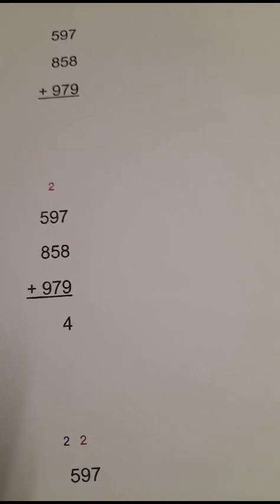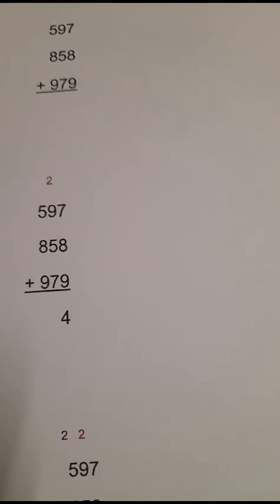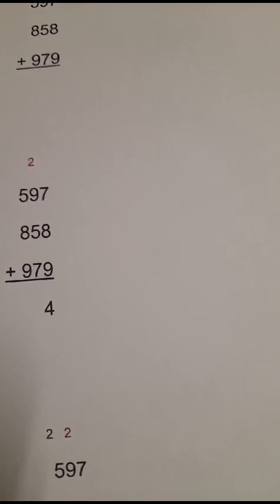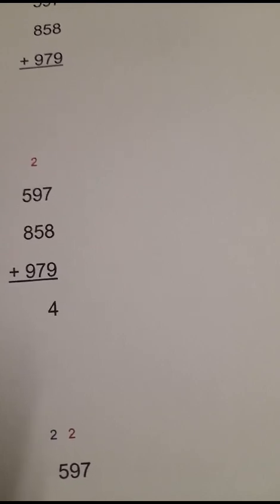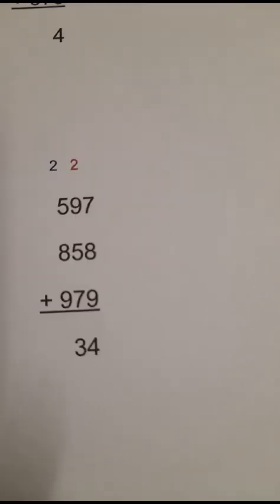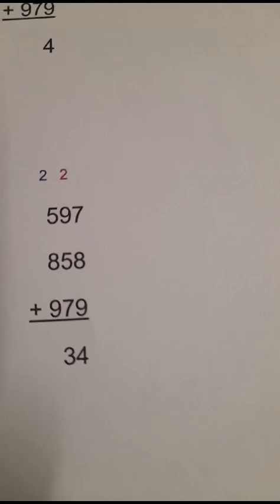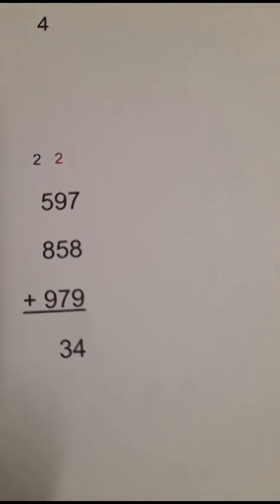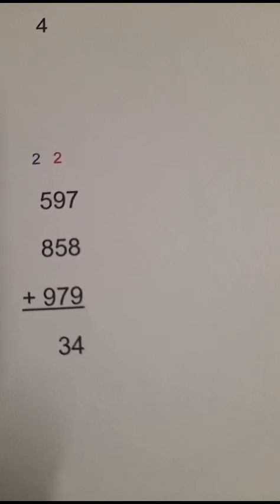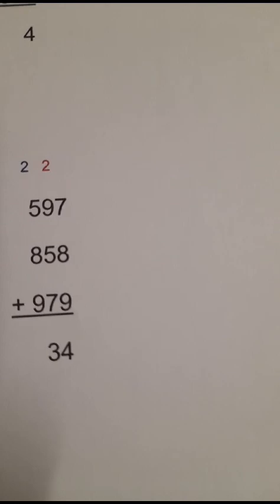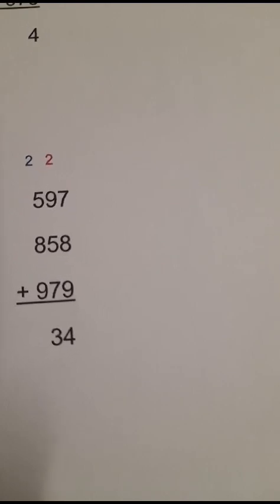We start adding in the ones column. We say 9 plus 8, that's 17, plus 7, that's 24. We put the 4 at the bottom in the ones column and we bring the 2 over to the tens column. Then we go to the tens column to add. We say 7 plus 5, that's 12, plus 9, that's 21, plus 2, that's 23. We put the 3 at the bottom in the tens column and we bring the 2 over to the hundreds column.